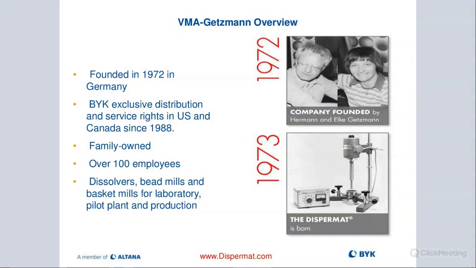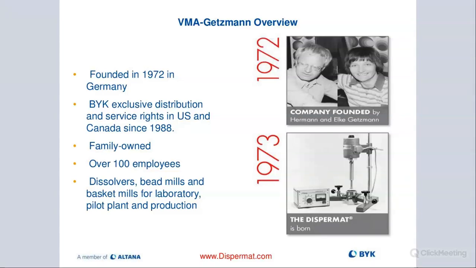One of the previous CEOs of BIC, or BIC Chemie as it was called, was good friends with Mr. Getzmann. He brought some of these Dispermat units over to the United States, to our laboratory in Wallingford. When customers came in, going way back to the late 70s, they started seeing those Dispermats running and said, wow, these are nice, we would like to buy them.